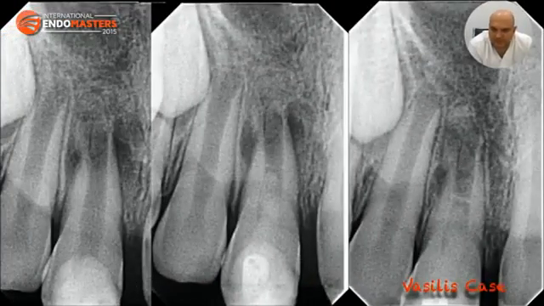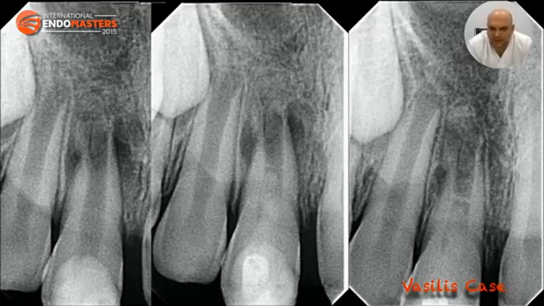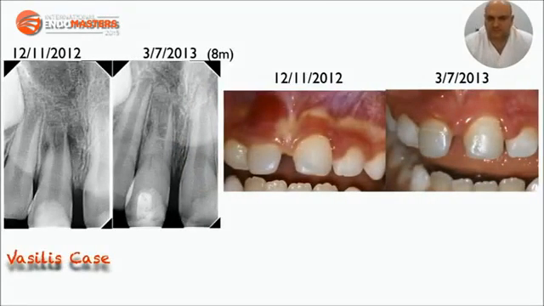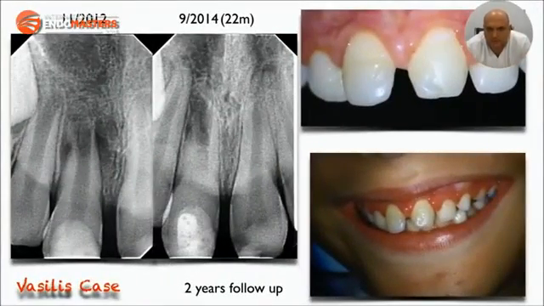The periapical lesion is almost healed, and it seems that the apical cracked immature apex demonstrates some signs of continuous root development. And this is the 8 months follow-up. This is the comparative radiographical image and the comparative clinical image. And this is the 22 months follow-up, almost 2 years.